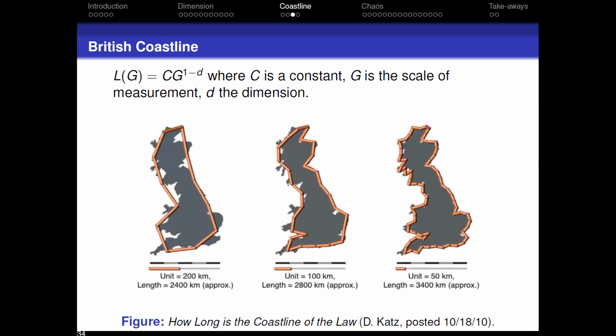And so what you can try to do is calculate the length of the coastline, and you can look at different size sticks. So in the first one, we're doing Great Britain, and we're using a stick that's 200 kilometers. Then we use one that's 100 kilometers, then we use one that's 50 kilometers. And we see that the length is changing significantly. Why do you think the length is changing? Well, because the stick is smaller, we can now take into account the little crevices, the ins and outs, the fjords, and stuff like that.